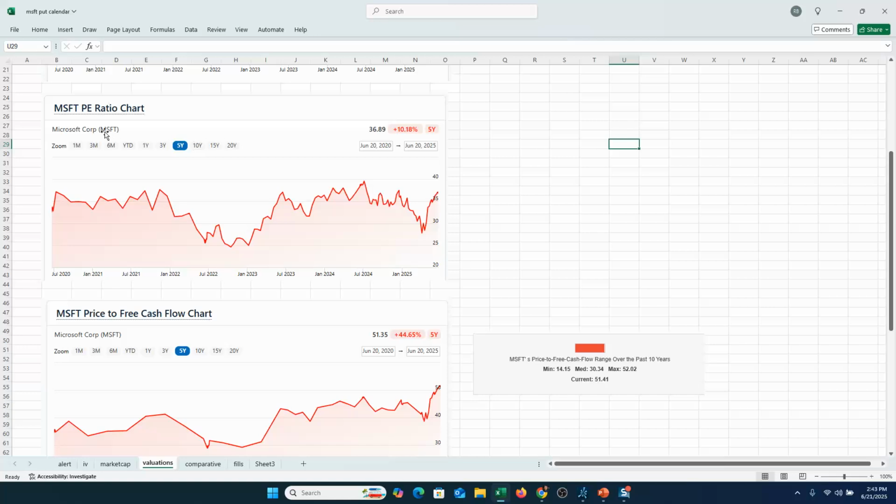We can see on a price to earnings basis, starting to get a little bit pricey as well, no doubt. Trading at almost 37x, right? Never quite hit 40x over the past 5 years, right?